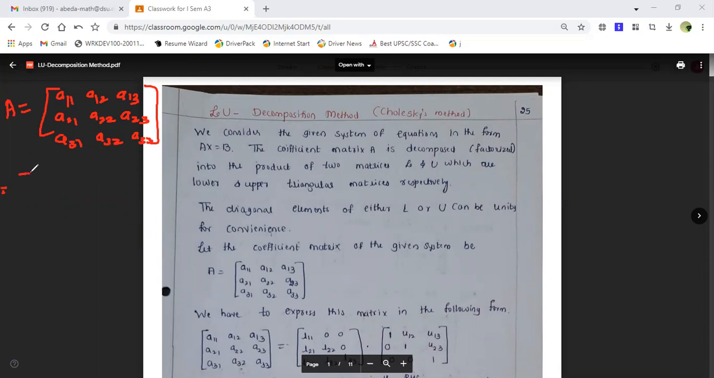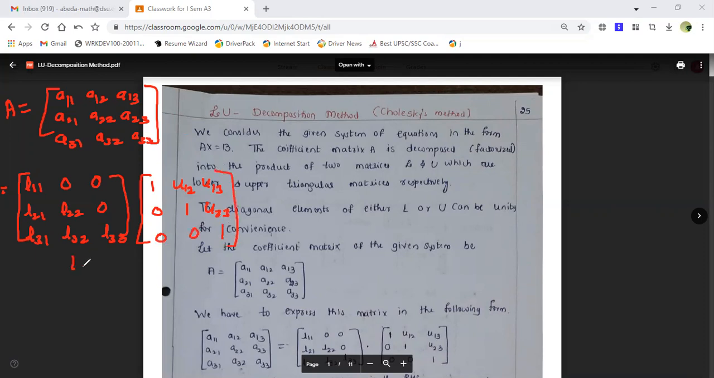So let me split it into the lower triangular and upper triangular matrix. First, I'll write the lower triangular matrix: L11 0 0, L21 L22 0, and L31 L32 and L33. This is our lower triangular matrix. Now I'll write the upper triangular matrix. As I told already, the diagonal element has to be equal to 1. So it is 1 U12 U13, 0 1 U23, 0 0 1. This is our upper triangular matrix. This is L and this is U, where A I have expressed as L into U. So this is our first step.